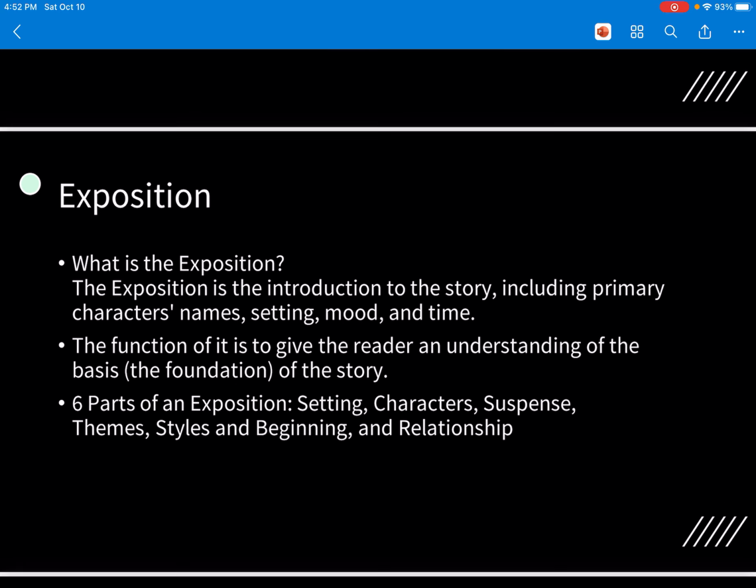The exposition. What is the exposition? The exposition is the introduction to the story. It includes the primary characters' names, setting, mood, and time of the story. The function of it is to give the reader an understanding of the basis or the foundation of the story. 6 parts of an exposition: the setting, the characters, suspense, the themes, the styles and beginning, and relationship.